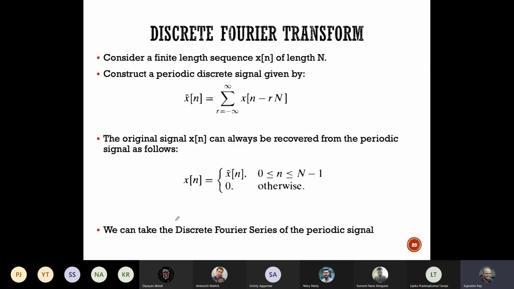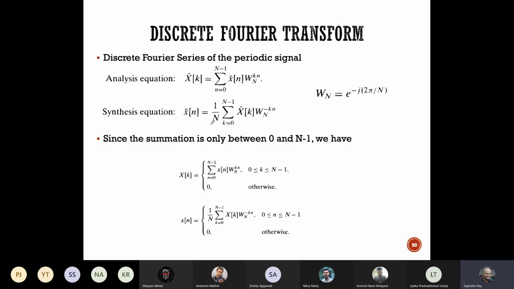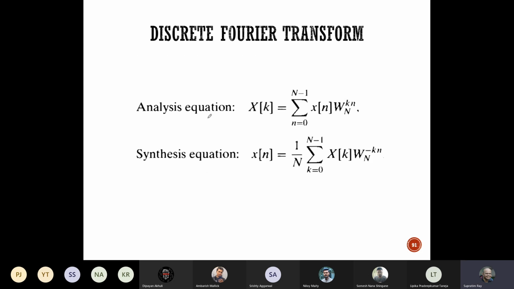Okay, so I can always think of starting with a finite length signal, making infinite copies of itself. I can always recover the signal back. And this thing has a discrete Fourier series given by this formula. And it will only have n terms. So in the time domain, it's also n. In the frequency domain, it's also n. And that is the discrete Fourier transform. This is the formula.